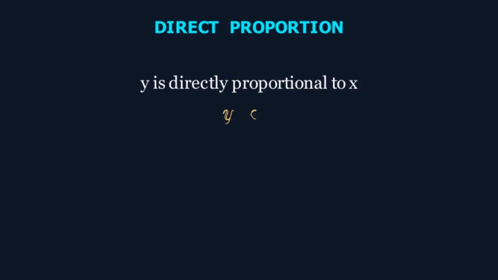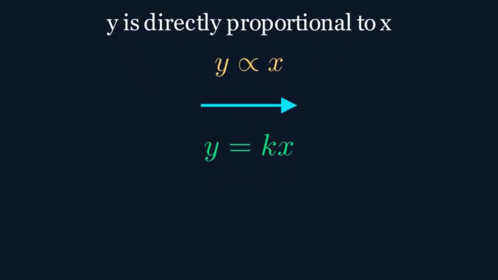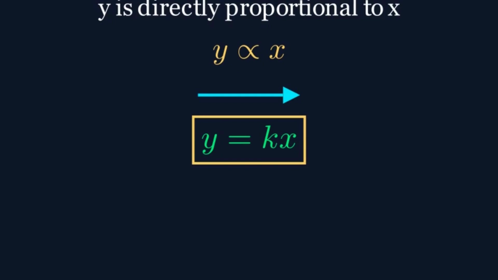Now let's look at direct proportion. When we say y is directly proportional to x, it means that as x increases, y increases in the same proportion. We write this as y is proportional to x. For direct proportion, we can convert this into an equation. Y equals kx. Here, k is the constant of proportionality. Let's see how this works with an example.